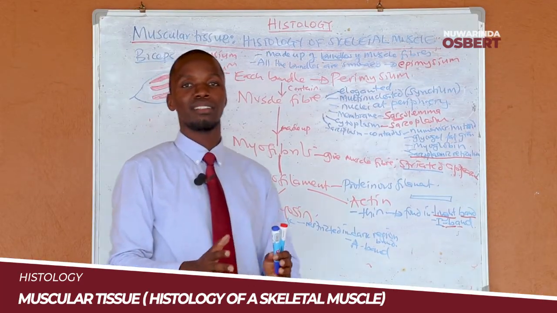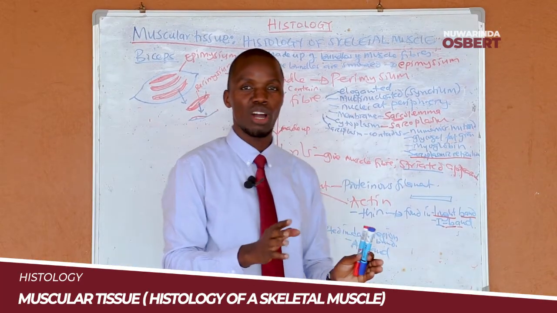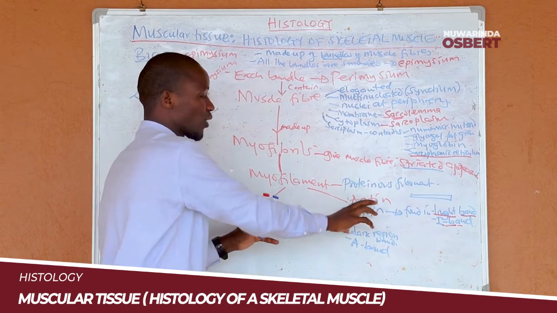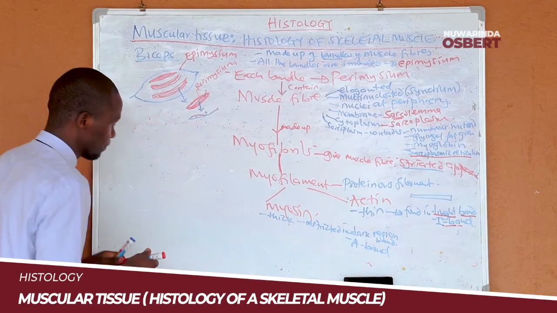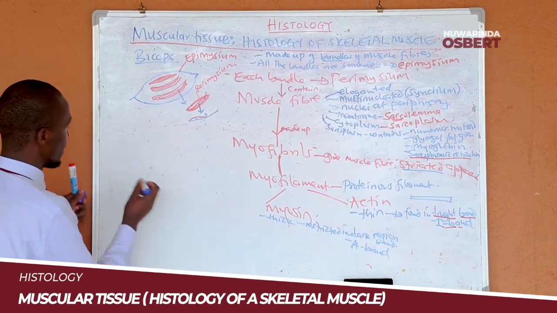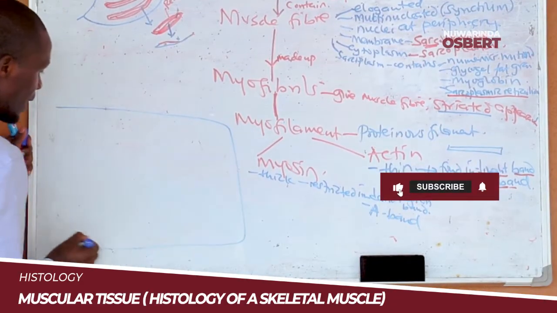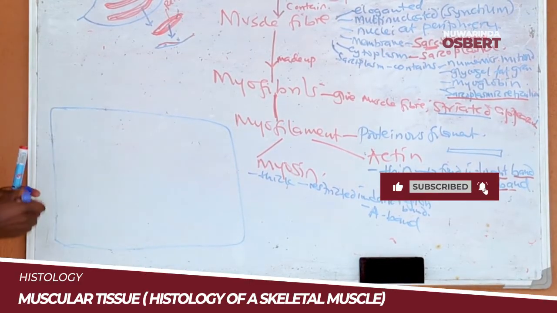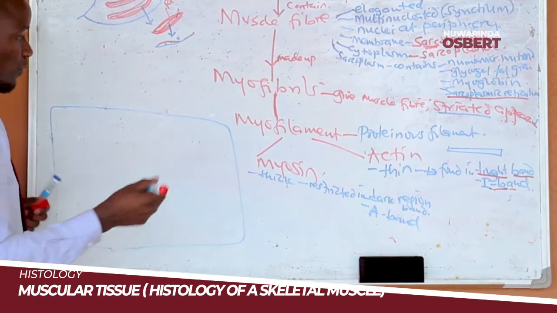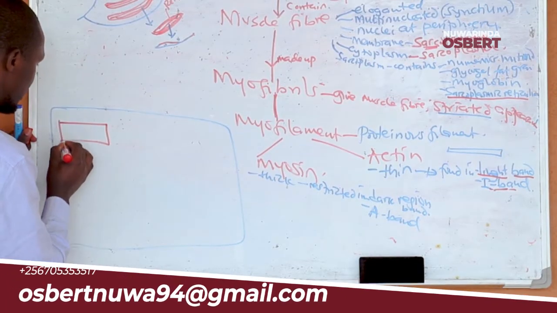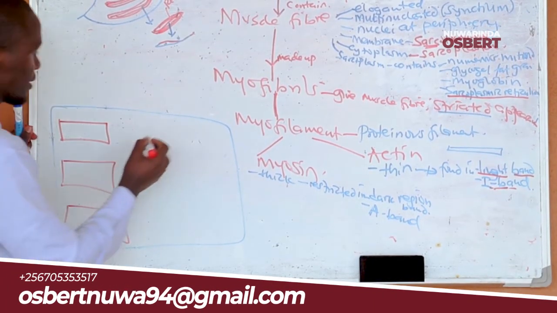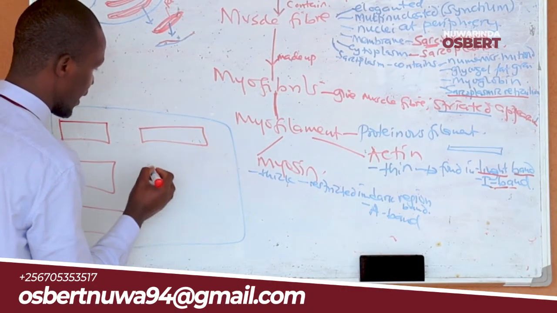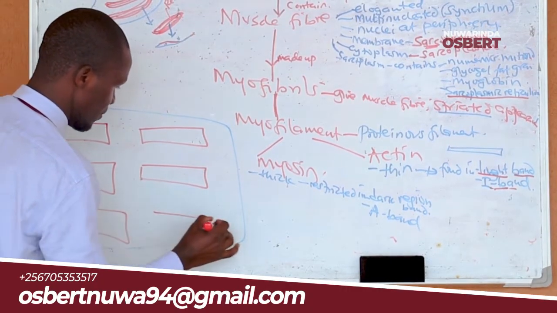Now, if I go into the inner part, I will show you how these two are arranged. This is how they are arranged. Assume this is my muscle fiber. In this muscle fiber I have my myosin, which is very big like that. I also have myosin here, which is very big like that.